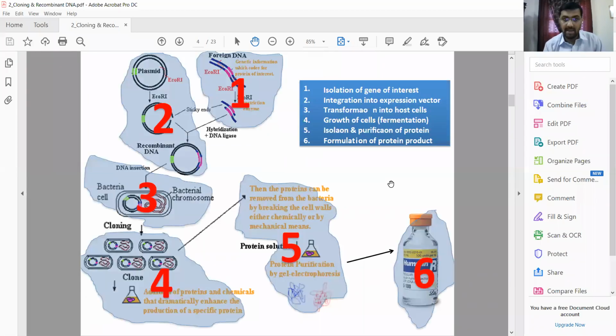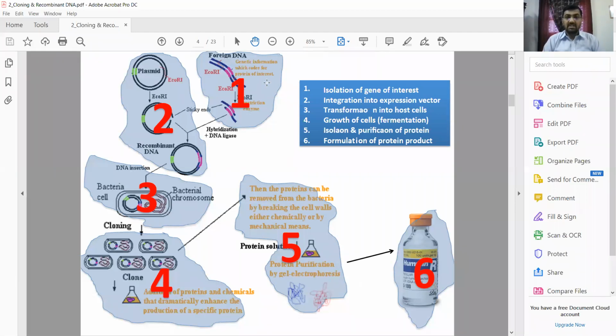If we go through the steps, there are actually 5-6 steps involved in the production of this Humulin. First, we have to generate our foreign DNA, that is, how we isolate the gene of interest. Basically, what we normally do is a PCR to amplify this gene of interest from the DNA of our interest.